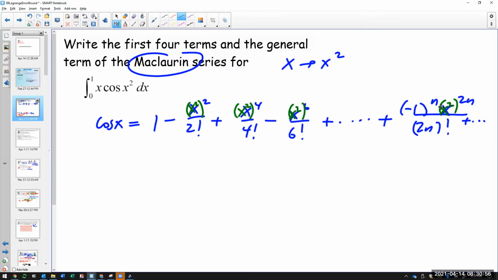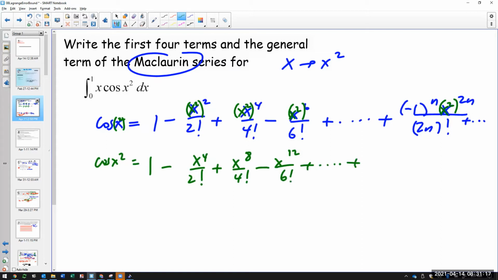The quantity is changing. So this becomes cosine of x squared is equal to 1 minus x to the 4 over 2 factorial plus x to the 8 over 4 factorial minus x to the 12 over 6 factorial plus dot, dot, dot, plus. Okay, let's think about the general term. Did I do anything to the signs? No. So I'm just going to copy that factor for changing signs.